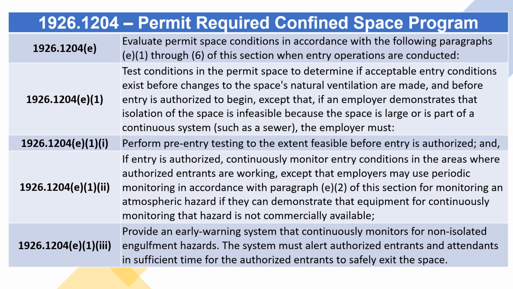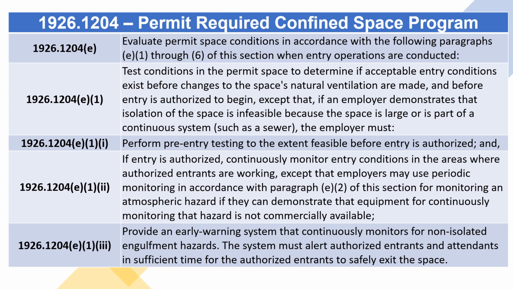1926.1204 E. Evaluate permit space conditions in accordance with the following paragraphs E1 through E6 of this section when entry operations are conducted. 1926.1204 E1. Test conditions in the permit space to determine if acceptable entry conditions exist before changes to the space's natural ventilation are made, and before entry is authorized to begin, except that, if an employer demonstrates that isolation of the space is infeasible because the space is large or is part of a continuous system, such as a sewer, the employer must.